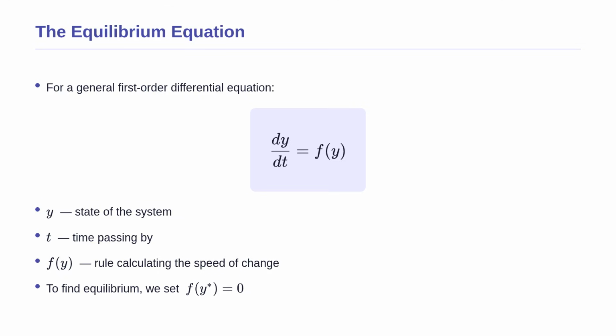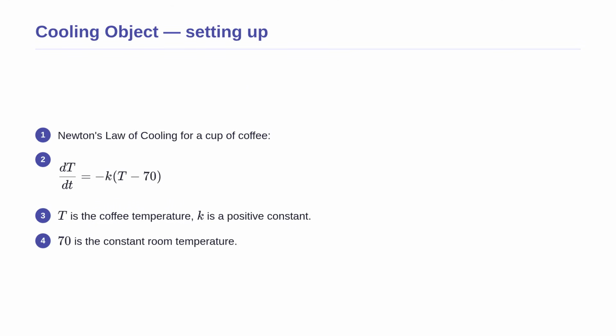We set the function f(y*) equal to 0 because we are looking for the exact moments when the system stops changing completely. Solving this algebraic equation reveals our equilibrium points. Before we move on, let us see this with a concrete example.